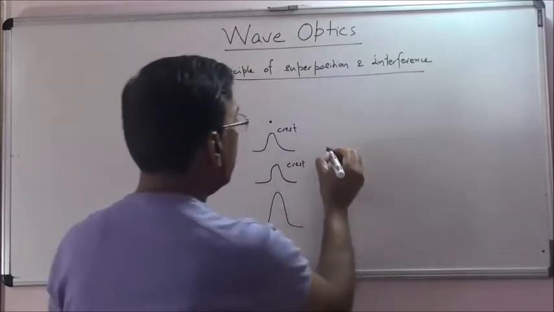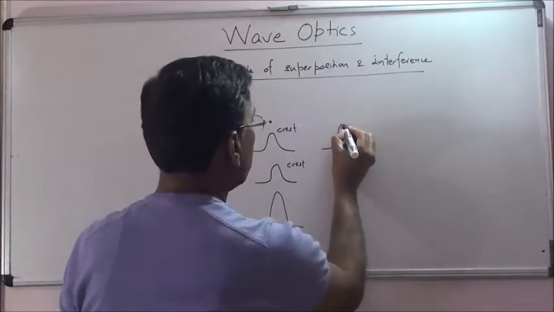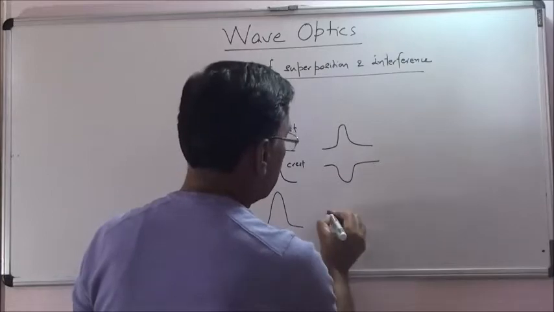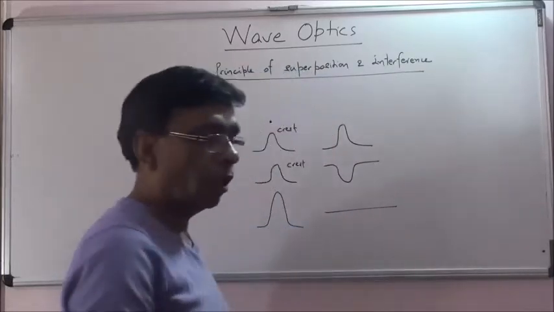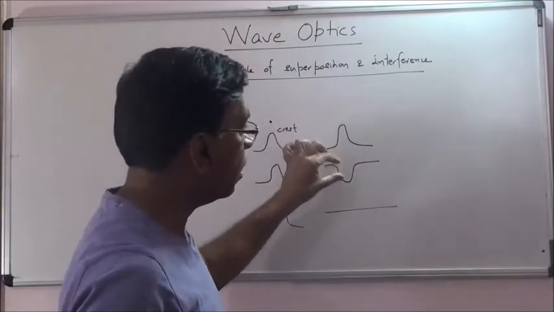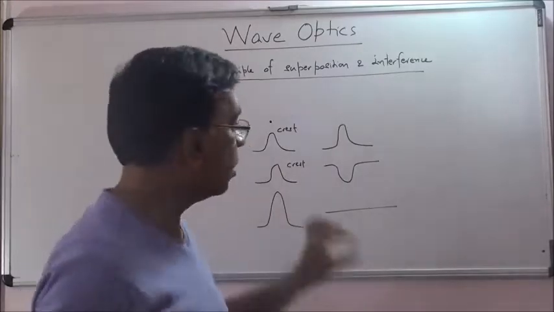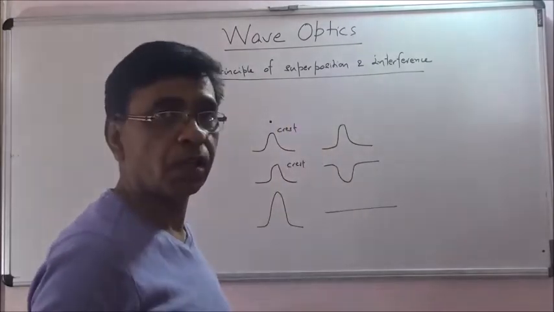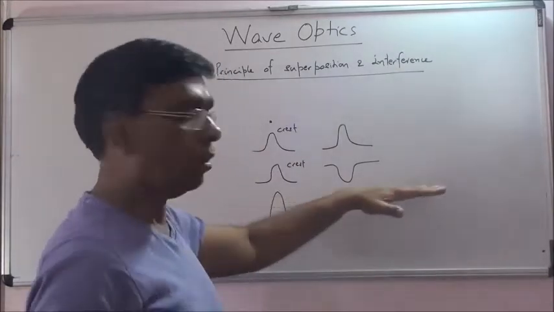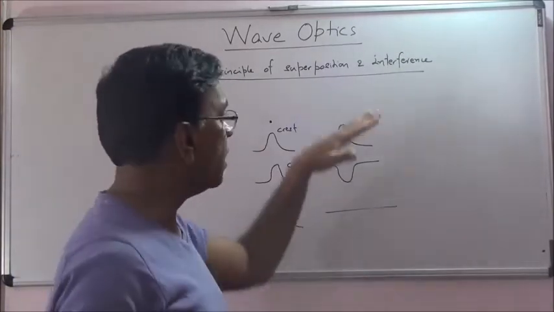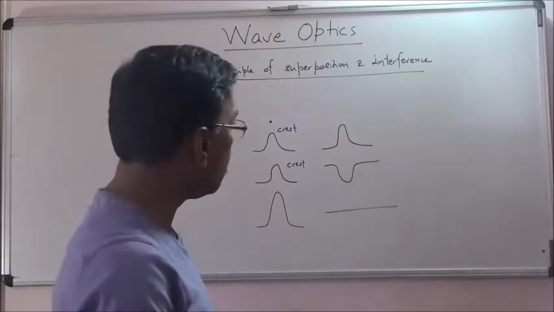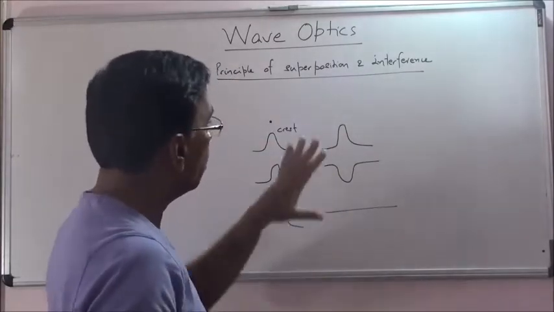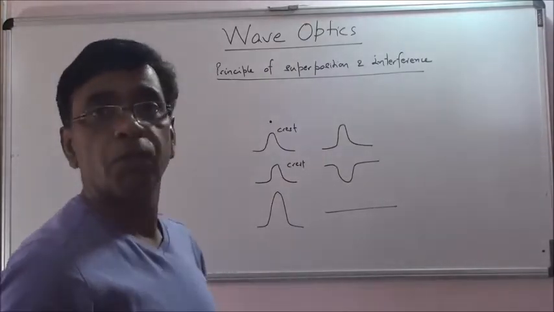And same way, if one wave is producing a crest and another one is producing a trough, the resultant may be zero. I am saying maybe because it depends on the relative values of amplitude. It is actually the difference of the two. So if the amplitudes of the two waves are same, then it will be zero, otherwise it will be the difference. Same way, if there are two troughs, then it will be down. This is what we mean by principle of superposition.